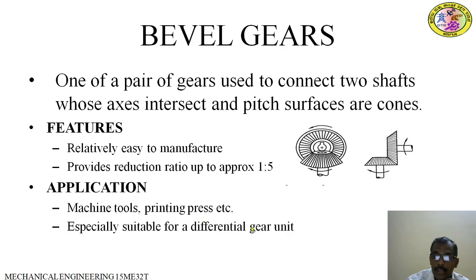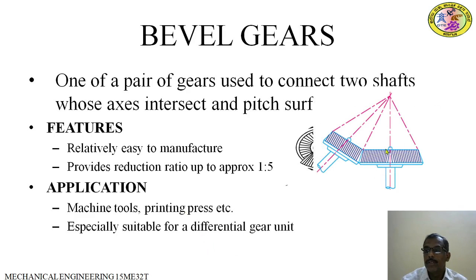Differential gear units are there in automobiles, four-wheelers, heavy vehicles, even military vehicles. Four-wheelers have a double differential, a front side as well as a back side differential, to move easily on the upper side. So these are the differential gears.